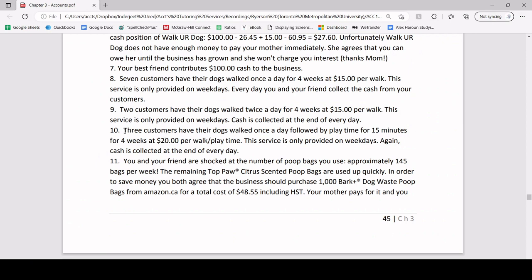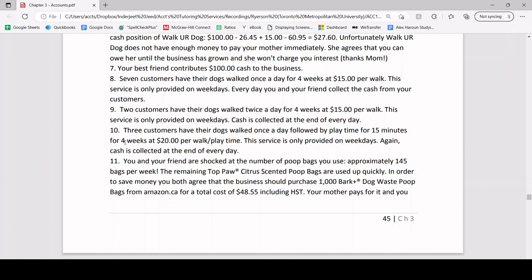Now, transaction number 10, 3 customers have their dogs walked once a day now, followed by playtime for 15 minutes for 4 weeks at $20 per walk / playtime. This service is only provided on weekdays. Again, cash is collected at the end of every day.